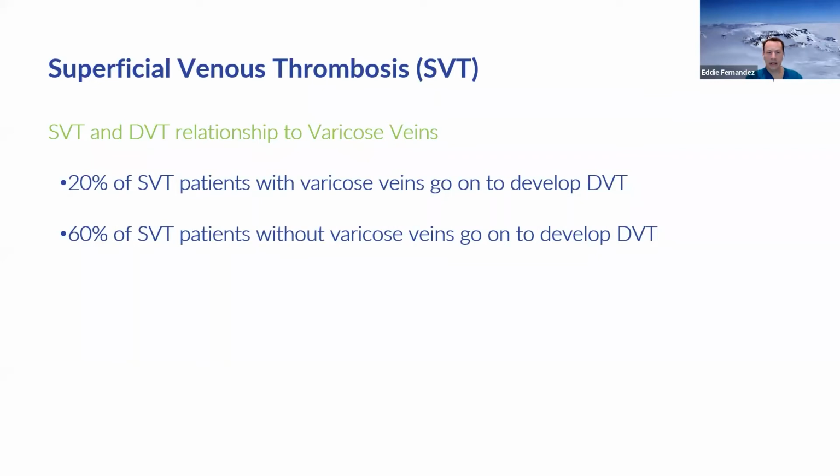So this study, when you look at the data, showed that 20% of the SVT patients with varicose veins went on to develop a DVT. 60% of SVT patients without a varicose vein went on to develop a DVT. So those patients, again, without varicosities, had a much higher risk of morbidity and mortality from their SVT. Keep that in mind when you're evaluating your patients clinically.